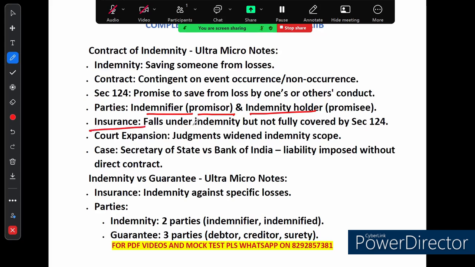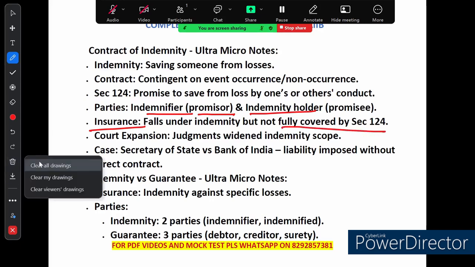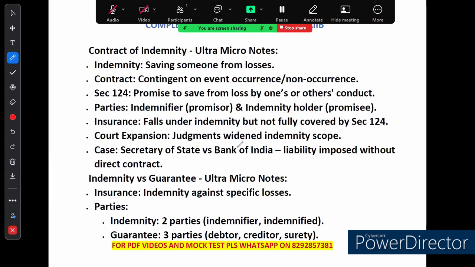Let's take the example of insurance. Insurance contracts often involve indemnity, right? Though not fully covered under this law, so not covered under section 124. Courts have expanded the scope of indemnity through various judgments, right? A famous case is the Secretary of State versus Bank of India, where the liability was imposed without a direct contract. Sometimes case studies are also asked, remember it.